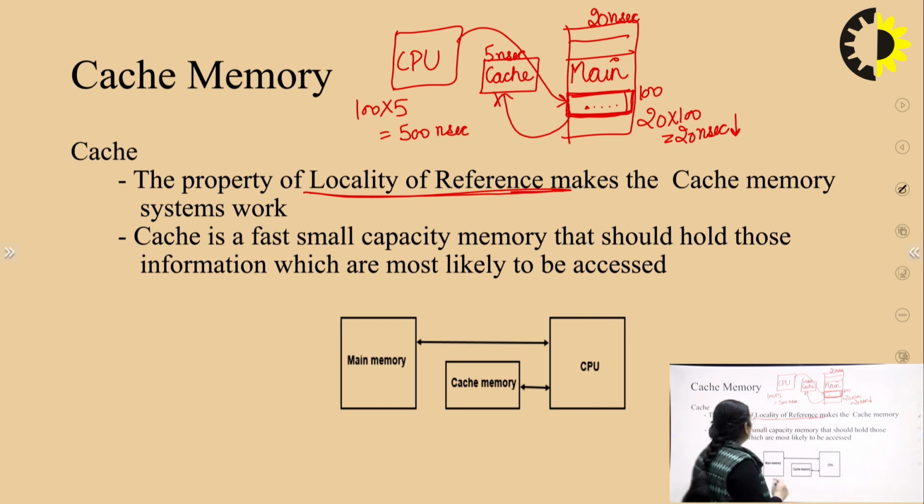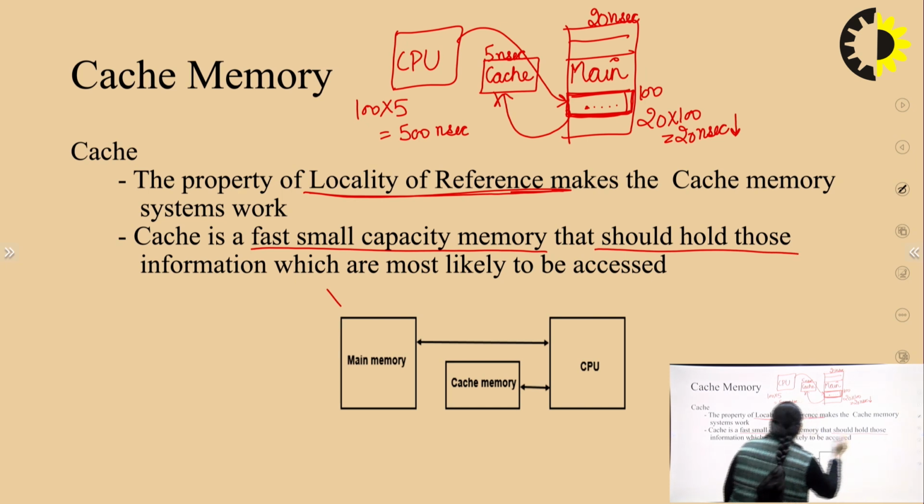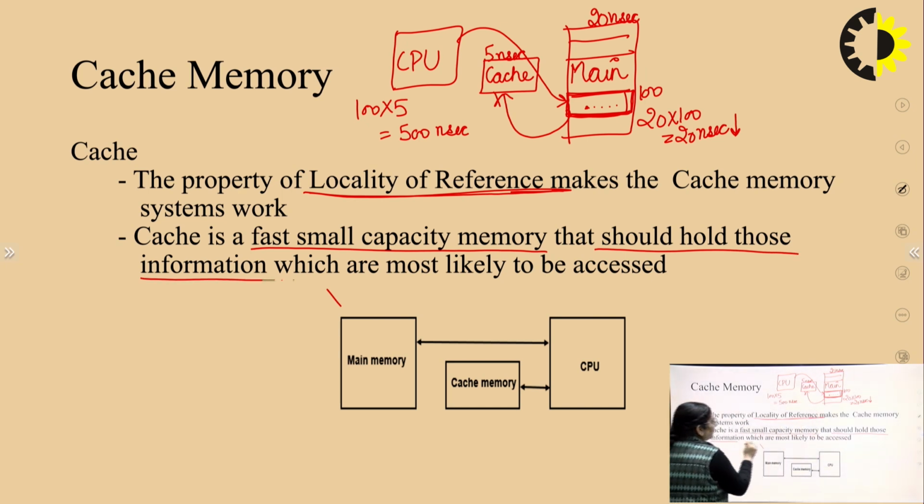Fine. So cache is a fast, small capacity memory. This is how we define the cache memory. It is a small capacity fast memory that should hold the information which is most likely to be accessed. Now why are we calling it most likely to be accessed?